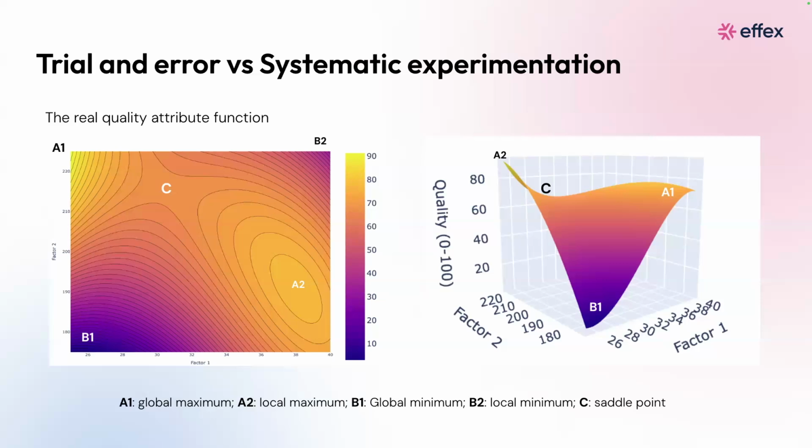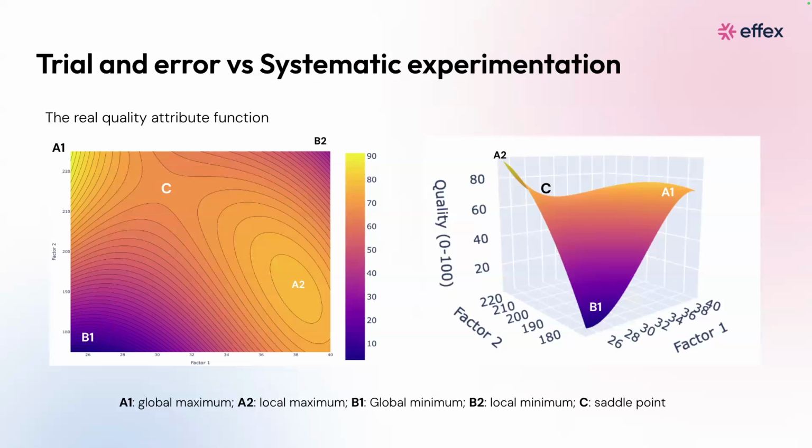So let's start with the points. A1 is the maximum, the global maximum. This is the point where the quality attribute function has the highest value. A2 is what is known as a local maximum. It's also a high value, but it's not as high as A1. Then we have the points B1 and B2, that are global and local minima.